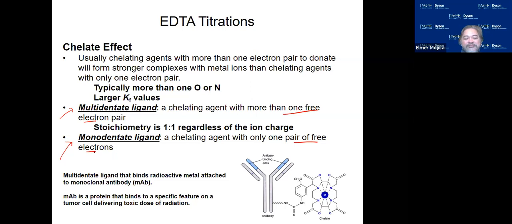The example that we can have here, I'm not sure if you're familiar with the antibody. A multidentate ligand that binds a radioactive metal is attached to a monoclonal antibody. Antibody is the one that you develop when you are exposed to a particular agent. They're hoping that we can develop antibodies when we are exposed to COVID or the SARS-CoV virus, because that's the only way you can develop some sort of a vaccine, but they have not done it successfully yet.